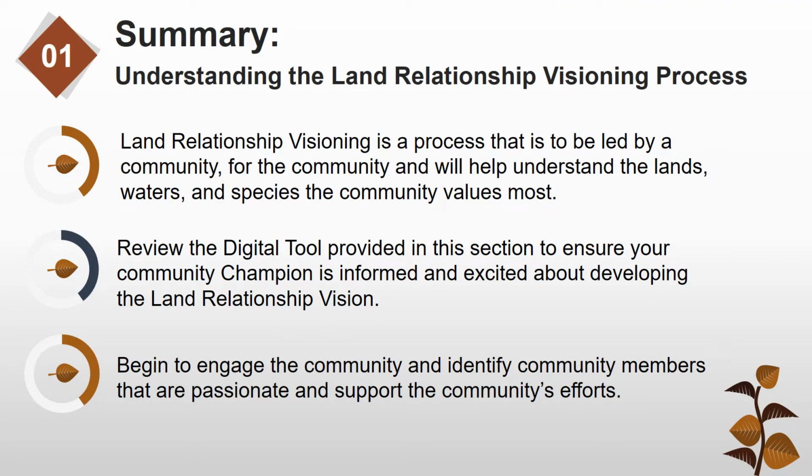Understanding the land relationship visioning process. Land relationship visioning is a process that is to be led by a community for the community and will help understand the lands, waters, and species the community values most. Review the digital tool provided in this section to ensure your community champion is informed and excited about developing the land relationship vision. Begin to engage the community and identify community members that are passionate and support the community's efforts.